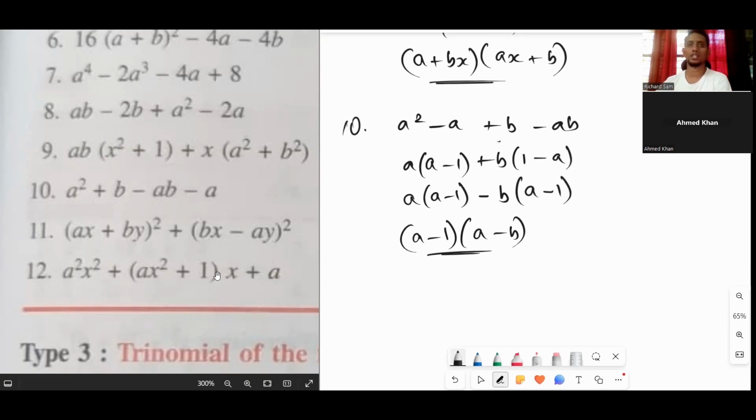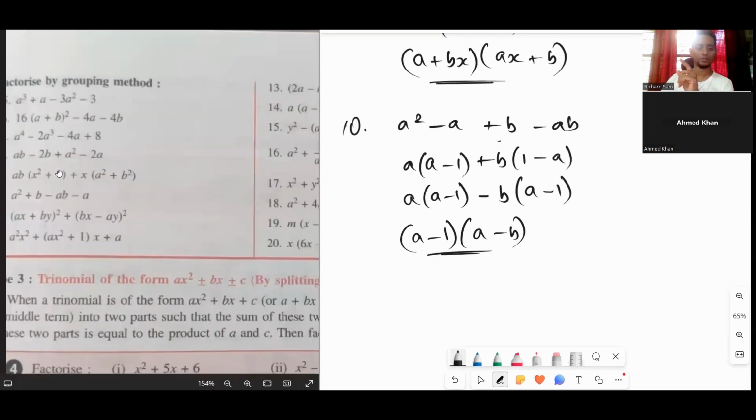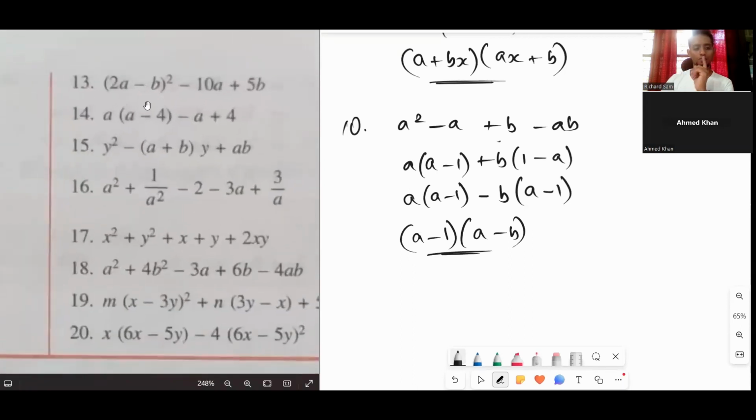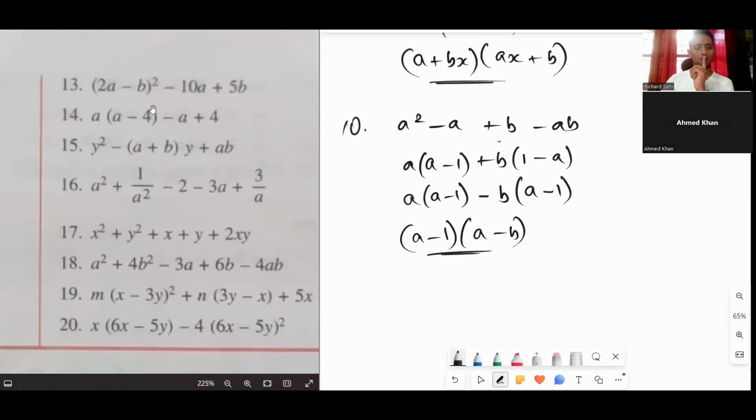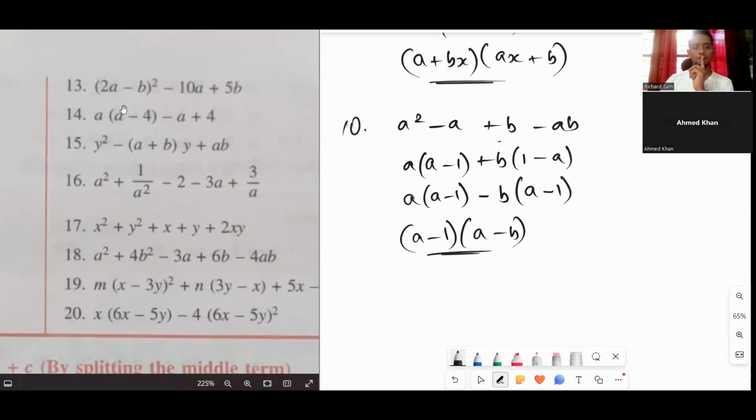So you have to first multiply this. Okay, so then you'll get 4 terms. And then from that you regroup into 2 and take it out. Okay, that is also your homework. 12 and 13 in your books.